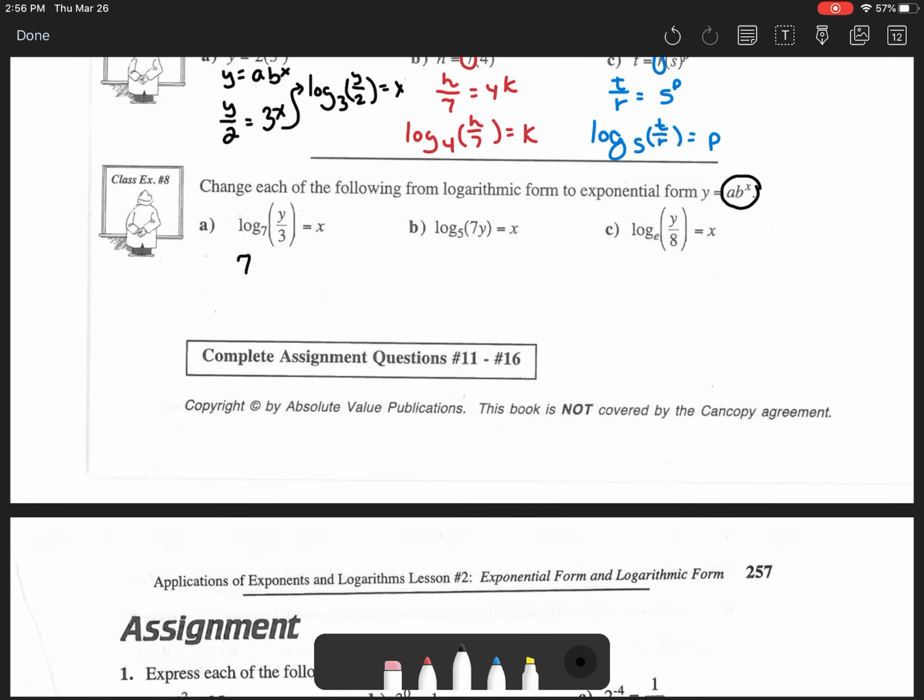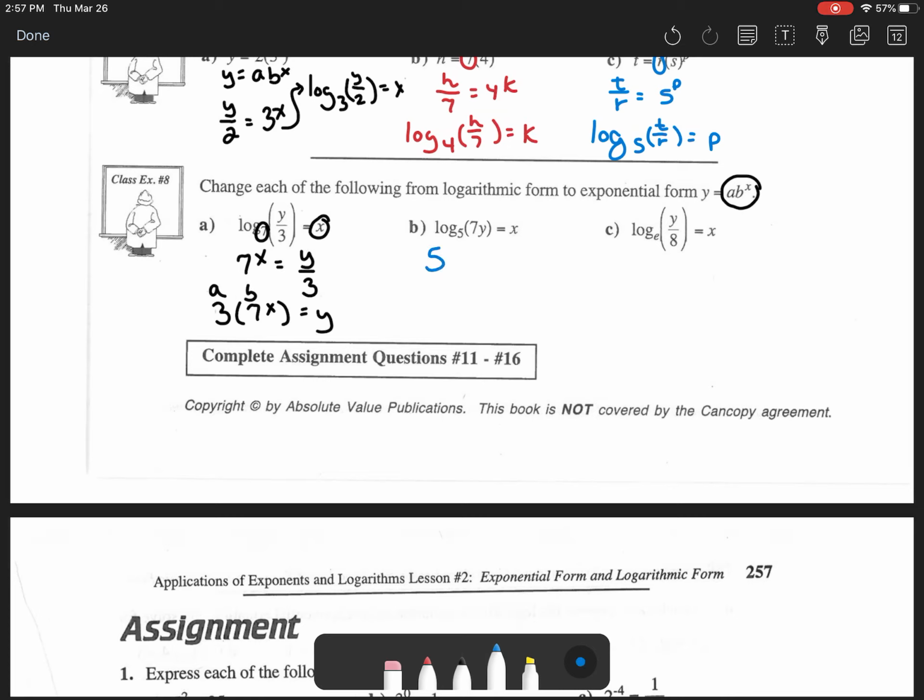So first thing is we're going to go 7 to the exponent of x. So 7 to the exponent of x will equal y over 3. I want y by itself, so I multiply both sides by 3. So it's going to be 3 times, and then like I said, 7 to the exponent of x is equal to y. And there you go. You can clearly see your a and your b.